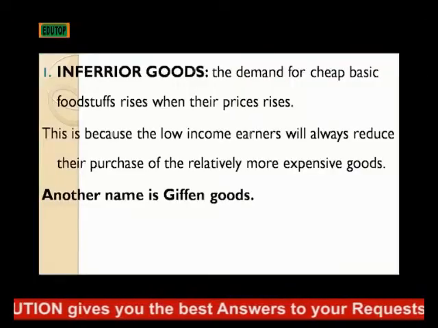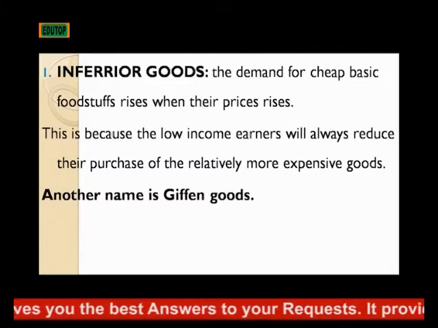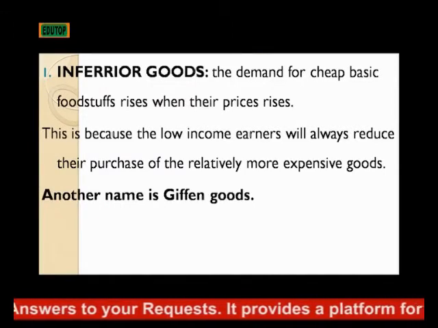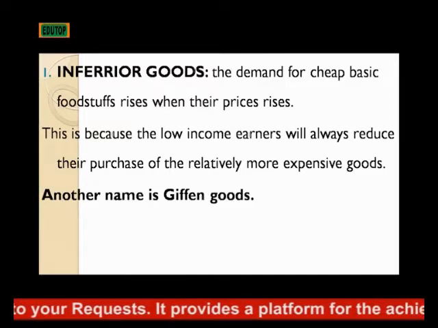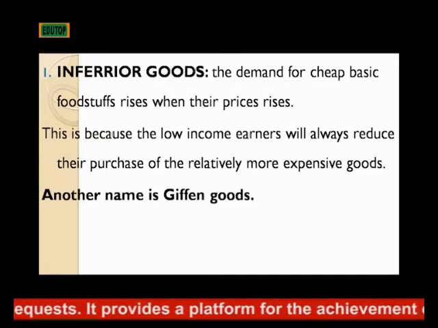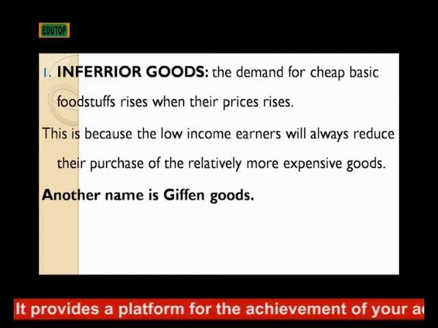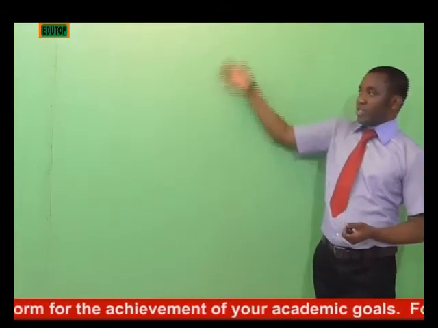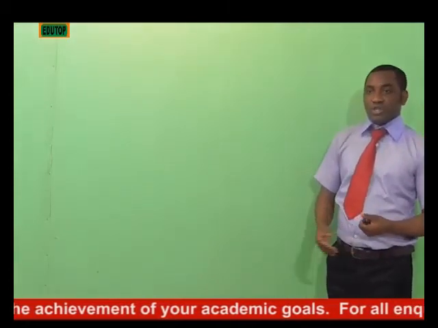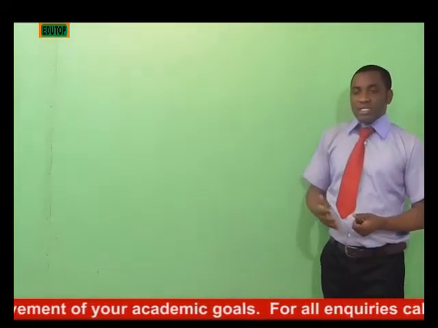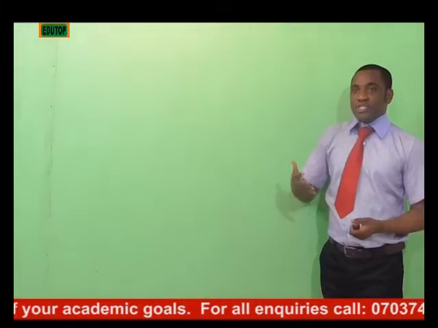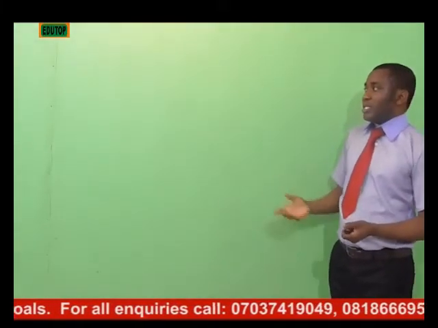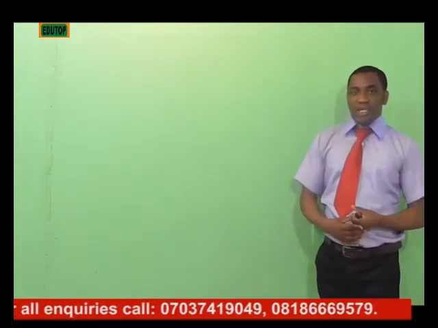One, we have the case of inferior goods. The demand for cheap basic foodstuffs, for example, rises when their prices rise. For example, in Nigeria, we believe garri is part of the inferior goods, but when the price begins to increase, people begin to get it more because it is going out of the inferior set of goods, because it has now become something that we can buy with a high price.